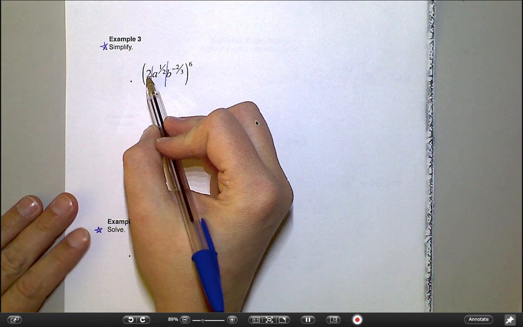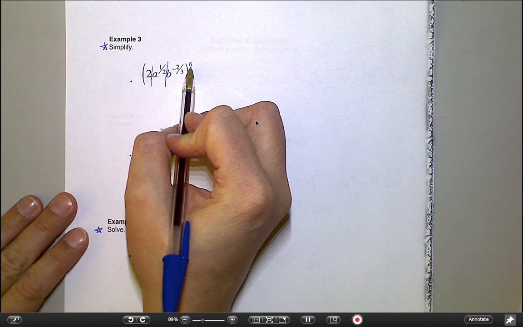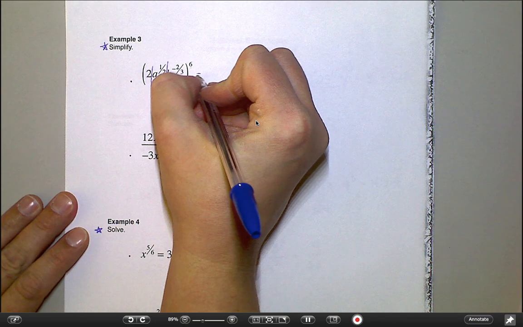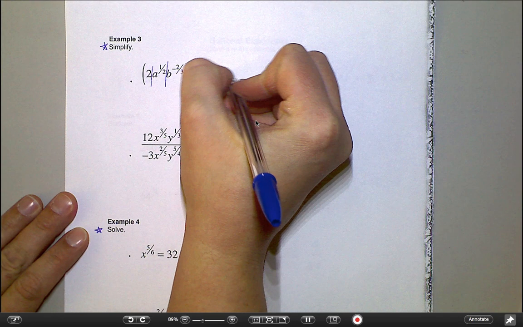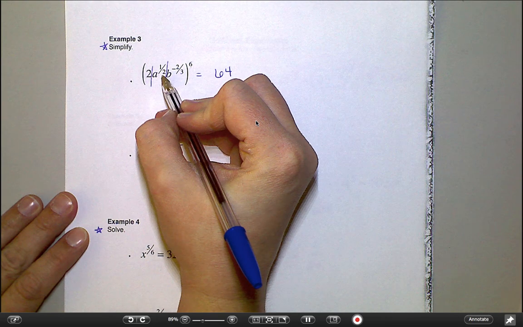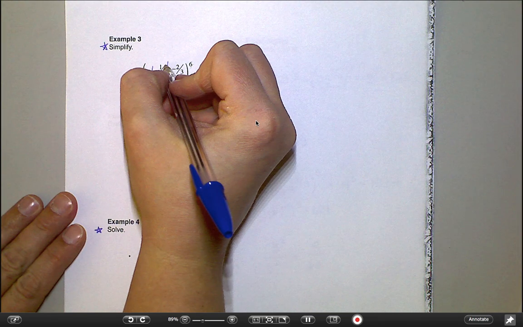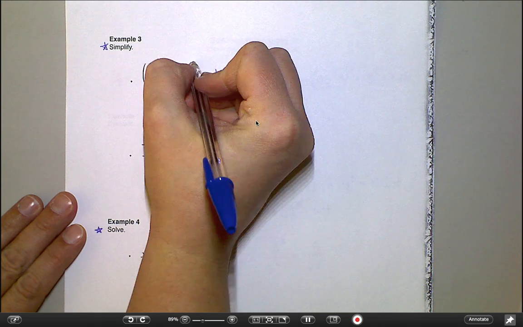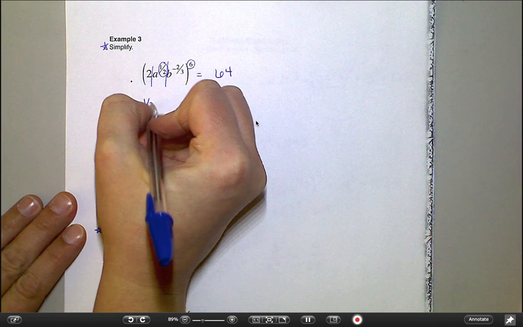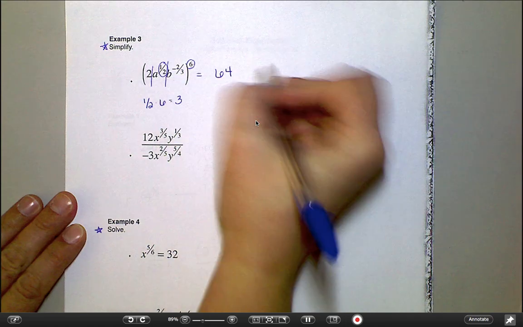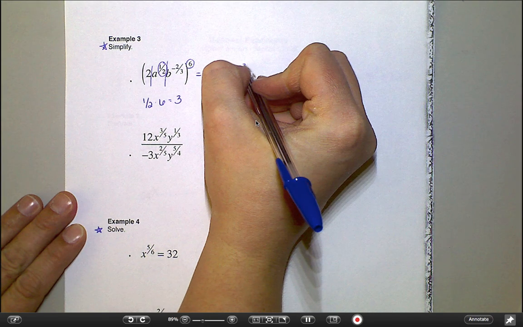I'm going to go 2 to the 6th power, okay? 2 to the 6th power is 64. You can check that in a calculator if you need to. And then when I'm raising a power to a power, I'm multiplying. So I want to do 1/2 times 6, which is 3. And so then that's going to become a to the 3rd.